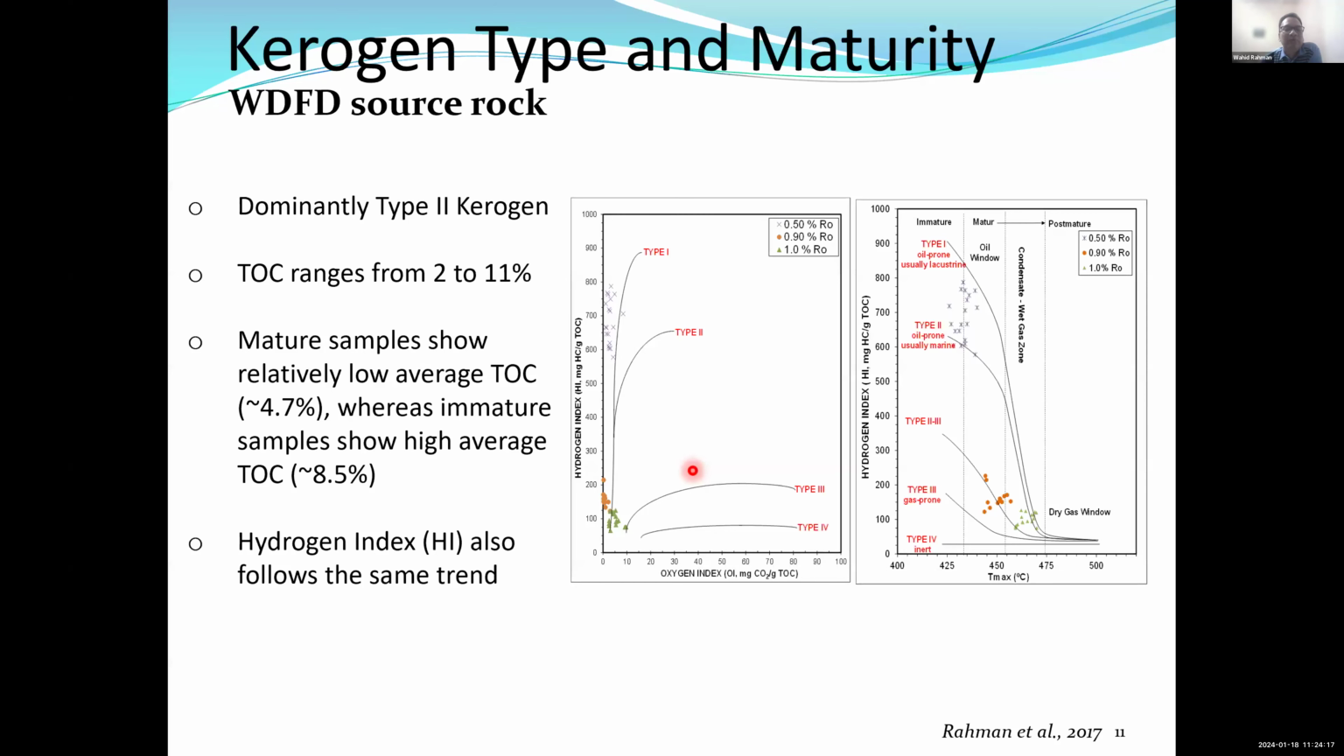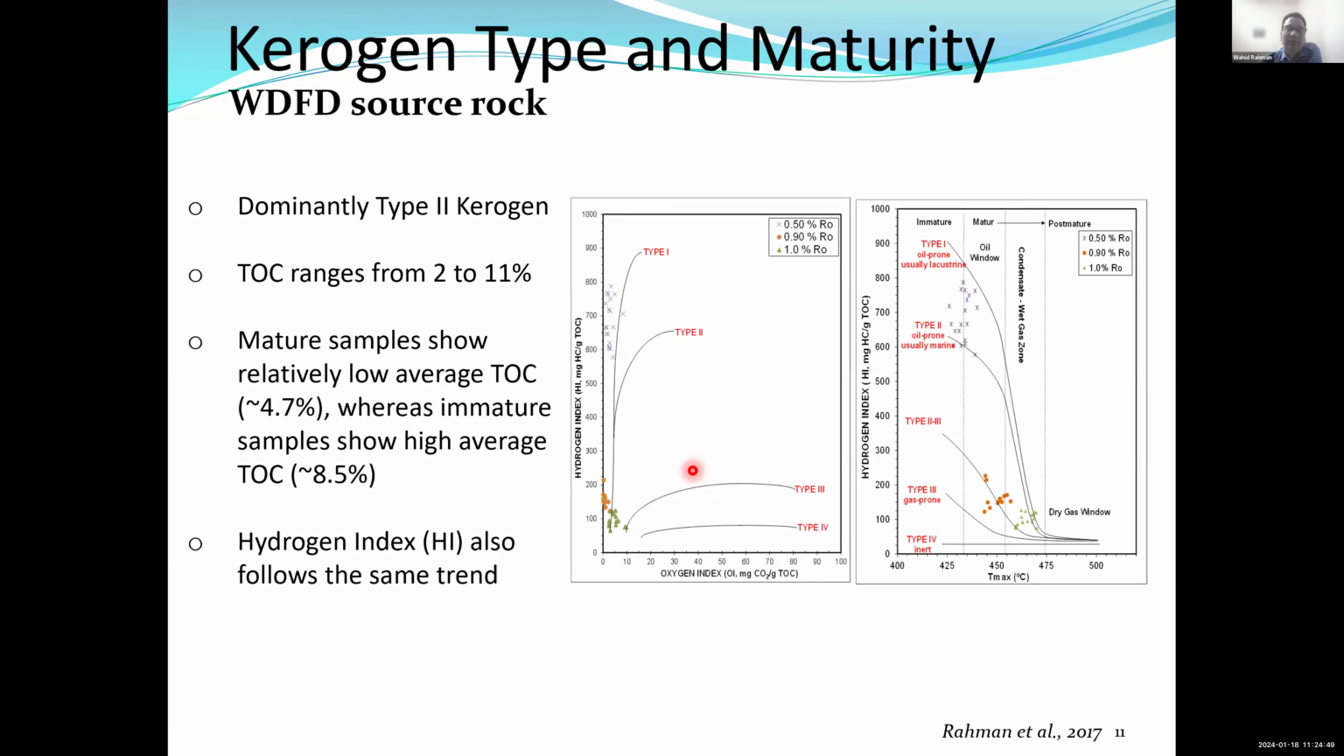Don't worry about type 1, type 2, type 3. Most of these are heavily type 2 kerogen, even though it's just an artifact of the plotting. And you can see two diagrams. I plotted one on the left side, one on the right side. And they are in between 1 and 2. And as it gets mature, it loses hydrogen and, because of the pyrolysis, captures oxygen. I think I'm over-explaining, but that happens very commonly. So it goes to the type 3 domain.